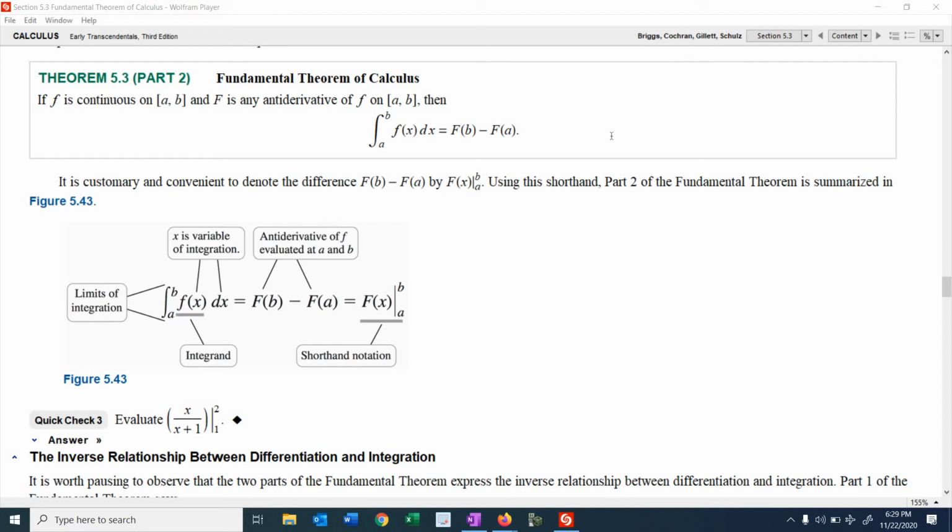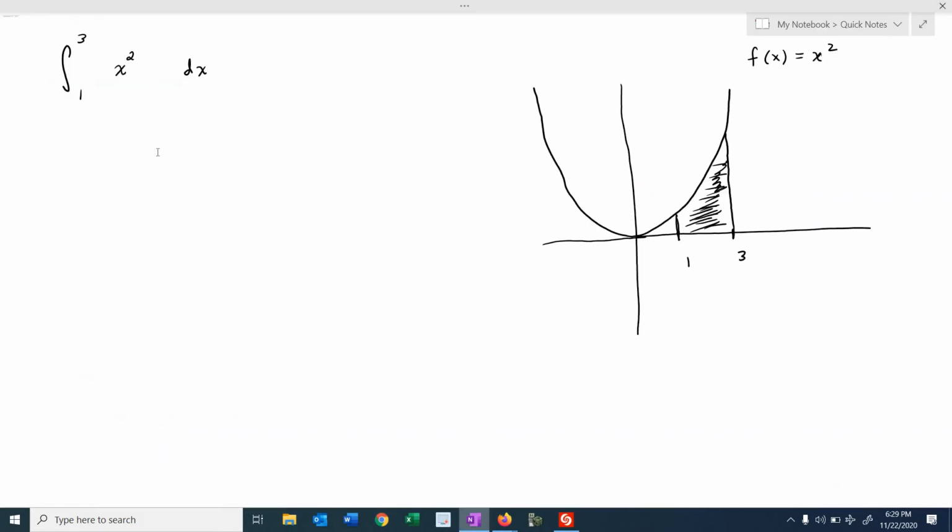Okay, so let me show you an example of how this comes in handy. Let's suppose we wanted to find this definite integral. First of all, notice that the graph of x squared looks like this, but notice on the closed interval from 1 to 3, it is certainly continuous. So we can evaluate this definite integral by using the fundamental theorem of calculus.